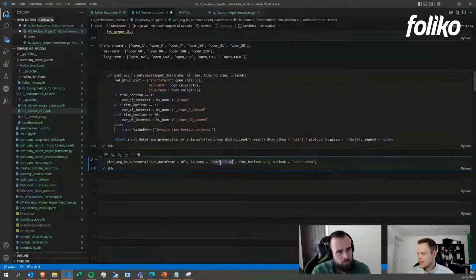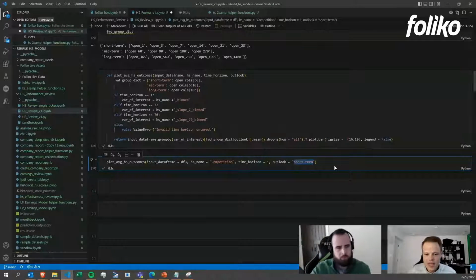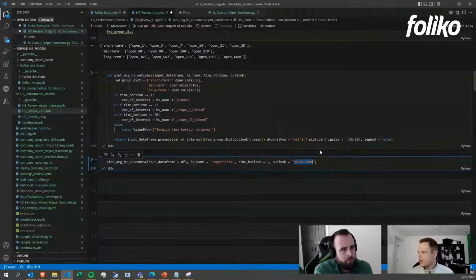We're looking at a specific health score. Here we're going to take a look at competition, for example. We have a few different periods that we can look at this from. Short term is going to be up to 1 month. In other words, a company has a health score today. What does that mean on average for its stock price over the coming 1 month period? The other thing that we can change here is the time horizon. So I have the 1 day, which means that I'm just taking the score for today.